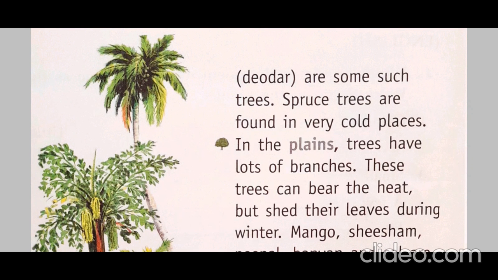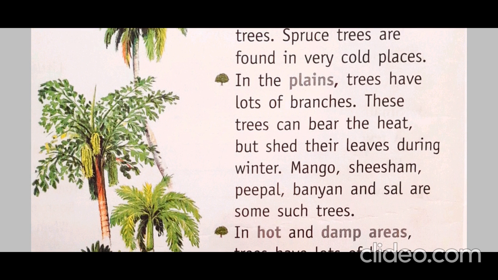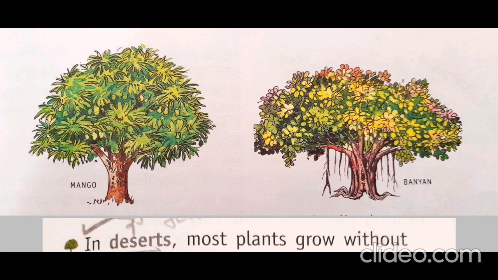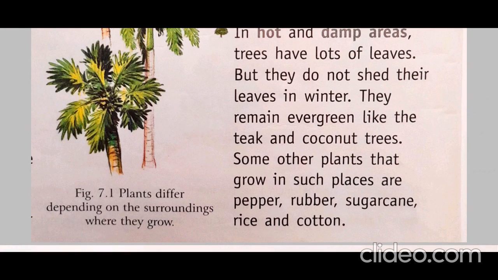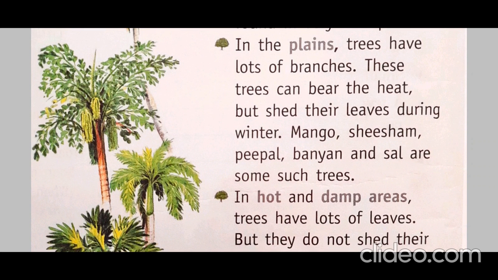Next, in plains. In plains, you know, the trees have lots of branches. Figure 7.2. In the plains, see this figure. Lots of branches. These are the trees which are growing on the plains, having lots of branches. Mango and the banyan tree, they grow on plains. They have lots of branches.